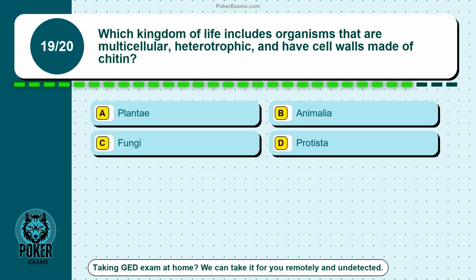Question 19. Which kingdom of life includes organisms that are multicellular, heterotrophic, and have cell walls made of chitin? Option A. Plantae. Option B. Animalia. Option C. Fungi. Option D. Protista.